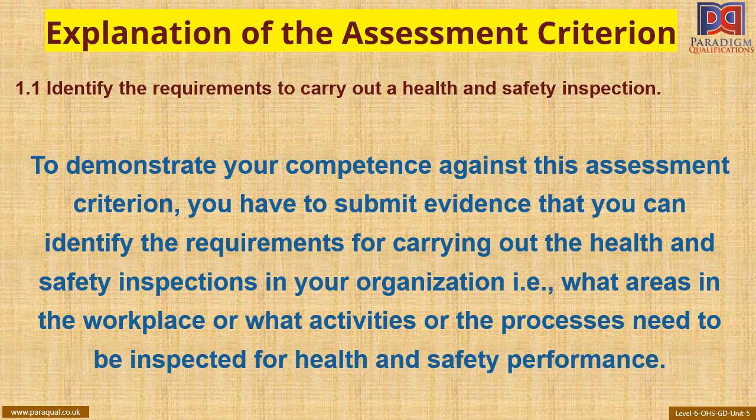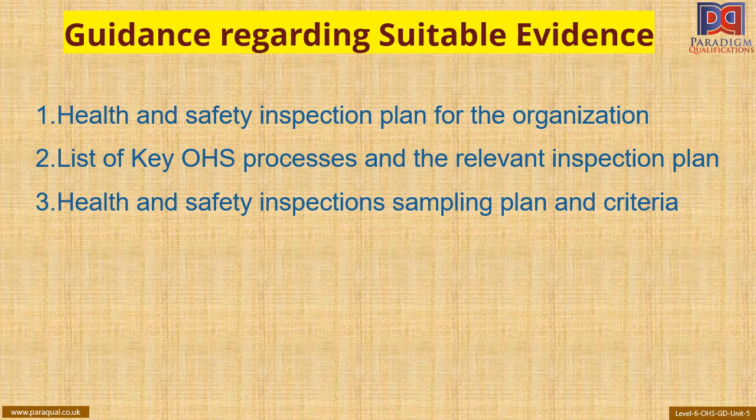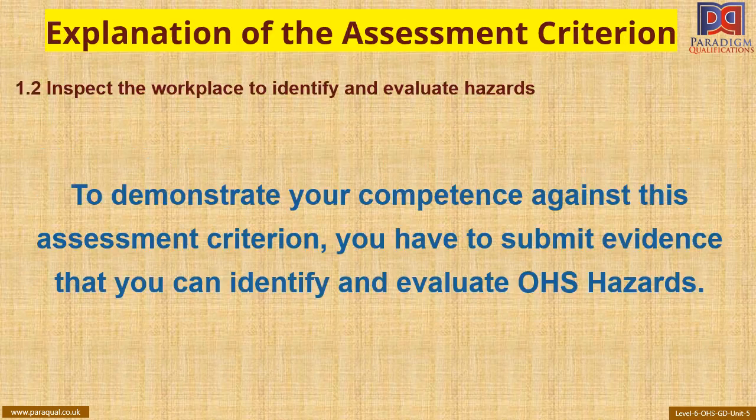organization. That is, what areas in the workplace or what activities or processes need to be inspected for health and safety performance measurement. You can submit a health and safety inspection plan for the organization, a list of key OHS processes and the relevant inspection plan for these processes, for example, emergency evacuation process, communication process, training process, risk assessment process, etc. Health and safety inspection sampling plan and criteria for sampling, for example, new equipment or process, new worker, new raw material, number of OHS incidents or non-conformities, etc.